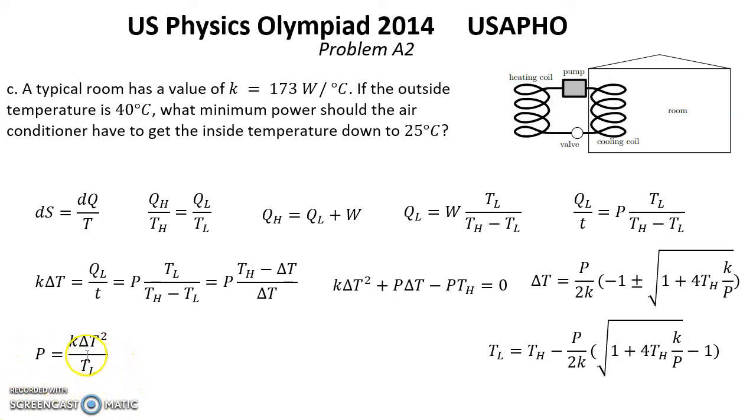That will be this expression. Now let's put in numbers. So in our case delta T equals 15 degrees and the lowest temperature equals 25 degrees plus 273 to convert Celsius to kelvins. And the total result will be 130 watts. That's the answer for question C.